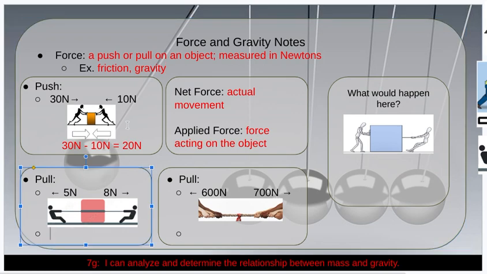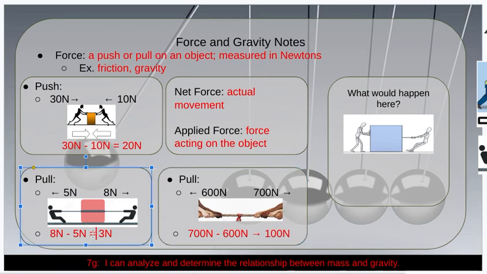Let's do the same thing here. If you want to pause it, see if you can do this down here at the bottom. Try to get this done while it's paused, and then you can come back to hear what we're doing. So it's going to be 8 newtons to the right minus 5 newtons, which means there's a net force of 3 newtons to the right. So this box is going to be moving towards the right. Over here, same thing. We're going to do the larger number first: 700 newtons minus 600 newtons gives us 100 newtons.